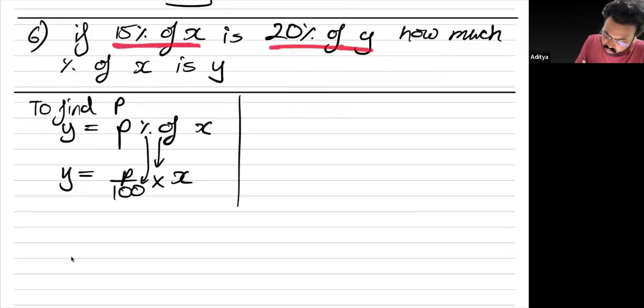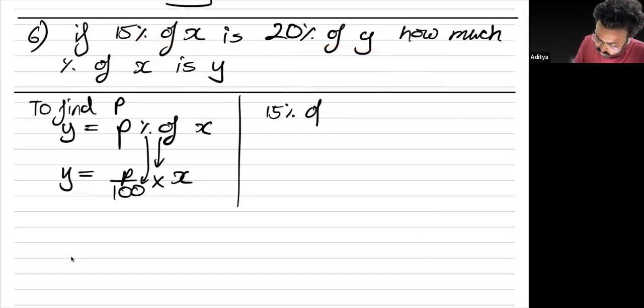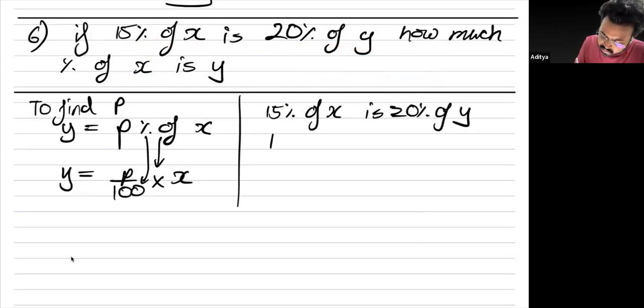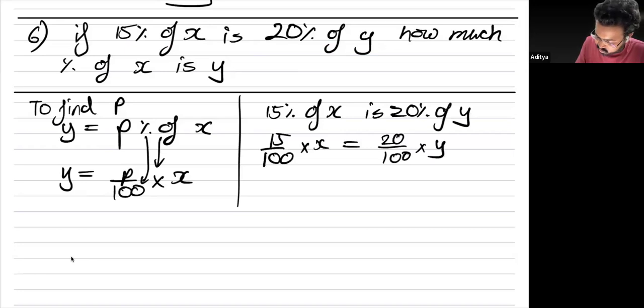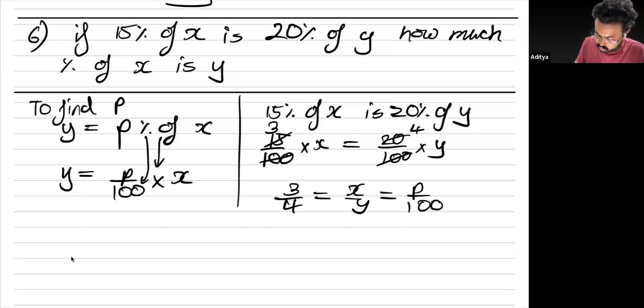Next, you have to look at the first sentence. If 15% of x is 20% of y, that means it's an equality. You have 15% of x is 20% of y. This can be interpreted as 15 by 100 times x equal to 20 by 100 times y. The 100 gets cancelled. You can cancel 5 on both sides. You're left with 3x equal to 4y. So 3 upon 4 is equal to y upon x, which is equal to p upon 100. From here, you get p equal to 75.